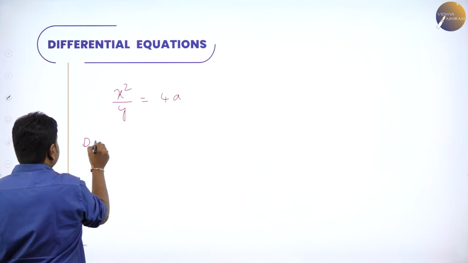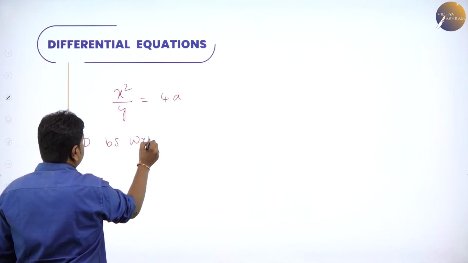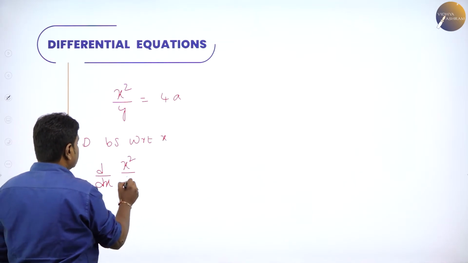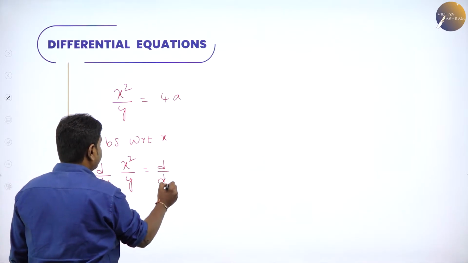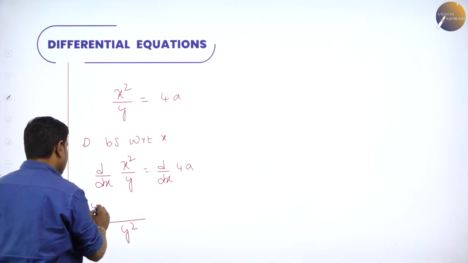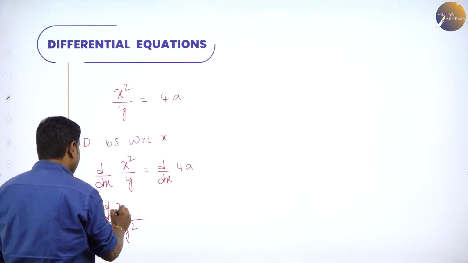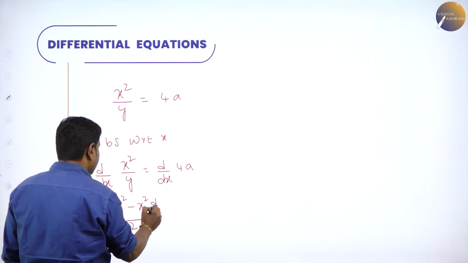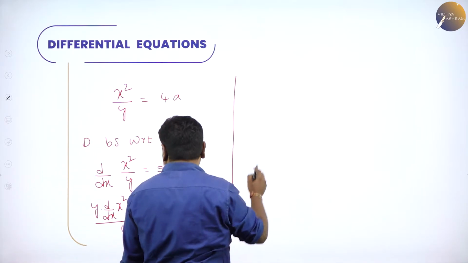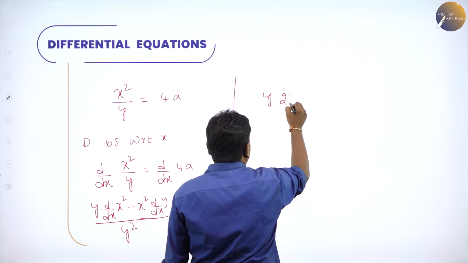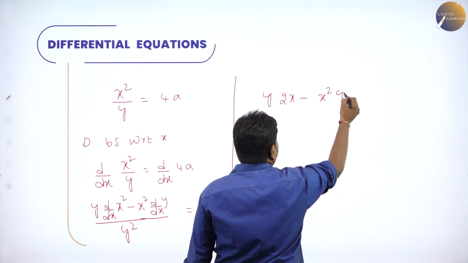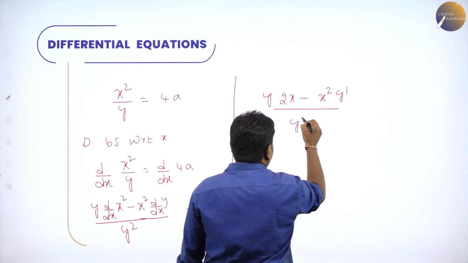So differentiate both sides with respect to what? x. So it will become d by dx of x square by y is equal to d by dx of 4a. So now quotient rule. What is quotient rule? Denominator the whole square, denominator into derivative of numerator minus numerator into derivative of denominator is equal to derivative of 4a is 0. Now further simplify. So y into derivative of x square is 2x minus x square into dy by dx, dy by dx is also called y dash, divided by y square is equal to 0.